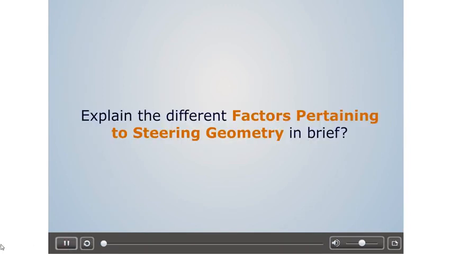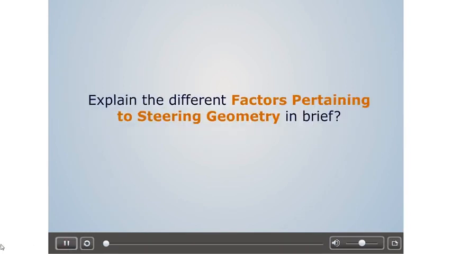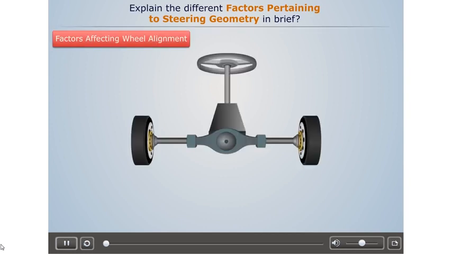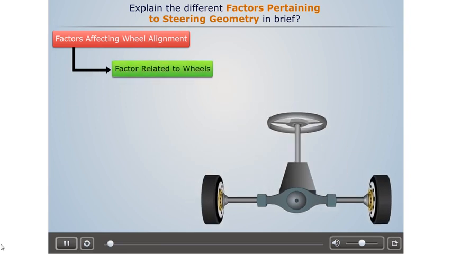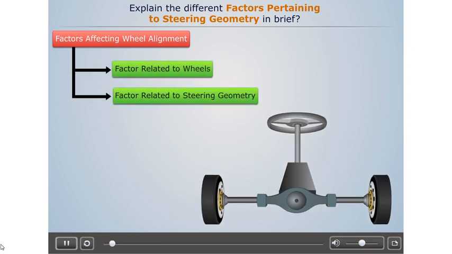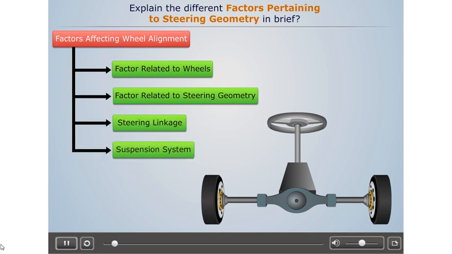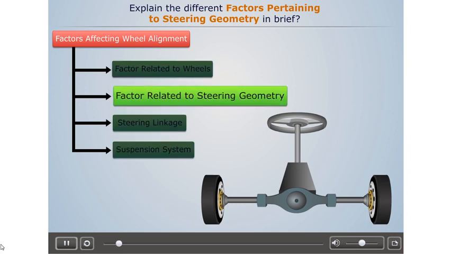Explain the different factors pertaining to steering geometry in brief. We know that the factors which influence the front wheel alignment are factors related to wheels, factors related to steering geometry, steering linkage, and suspension system. Now let's discuss the factors pertaining to steering geometry in brief.